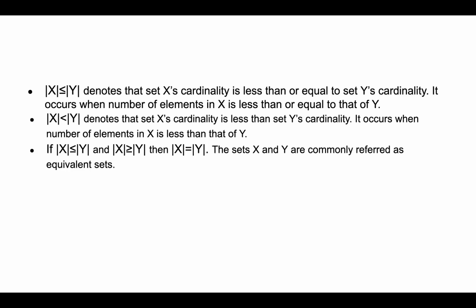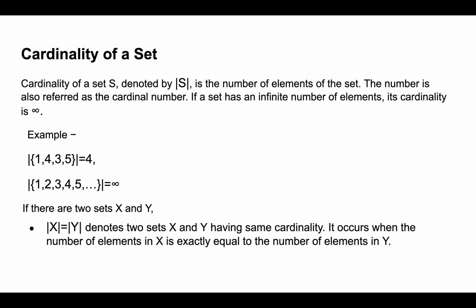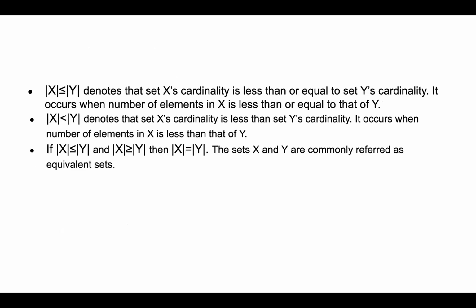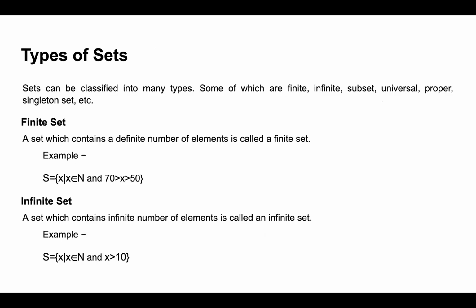Then we have seen some conditions for that. When X and Y have the same number of elements, then |X| is equal to |Y|, and those sets are called equivalent sets. Then we have seen the types of sets. In that, a finite set is one in which we can count the number. We know how many members, how many elements, are there in the set.